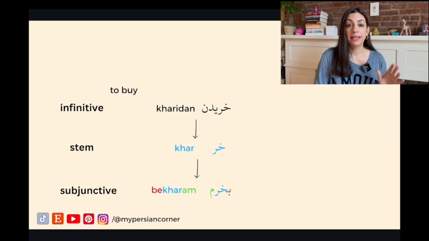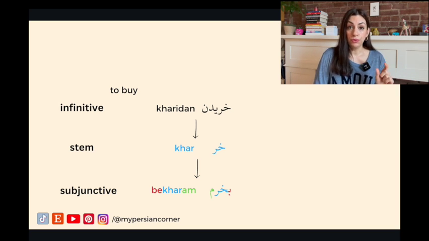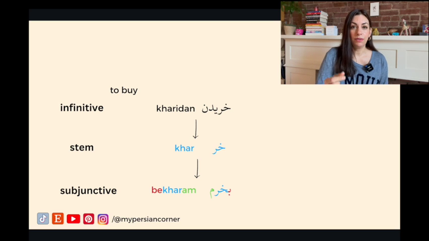Let's take our verb خریدن, to buy. We know that the root or the stem of خریدن in the present tense is خر. So if we were just to say I buy, we say میخرم. Remember, we add the mi. But in the subjunctive, we add be. بخر, and then we add the ending for the person. For example, I بخرم. So with the root with be or bo and the ending.